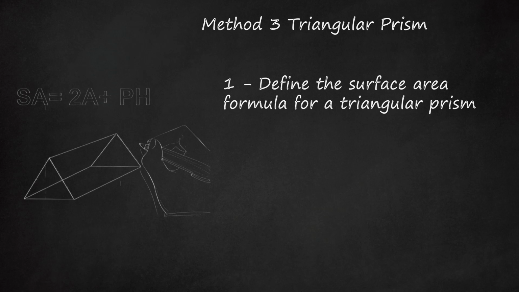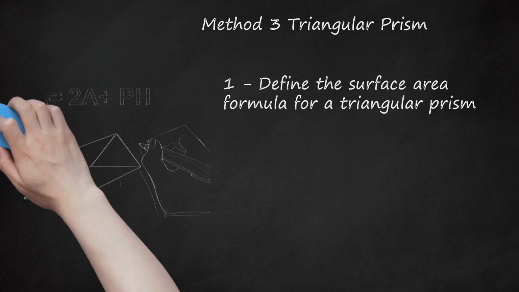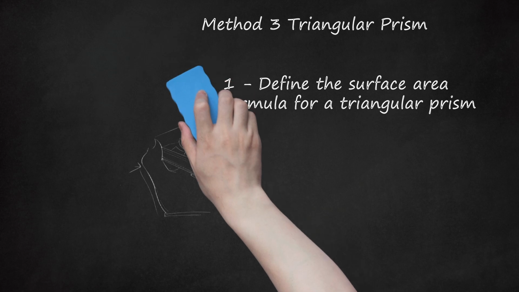The surface area of a triangular prism is SA = 2A + PH, where A is the area of the triangular base, P is the perimeter of the triangular base, and H is the height of the prism. For this formula, A is the area of a triangle, which is A = 1/2 BH, where B is the base of the triangle and H is the height. P is simply the perimeter of the triangle, which is calculated by adding all three sides of the triangle together. The units of surface area will be some unit of length squared, in², cm², m², etc.